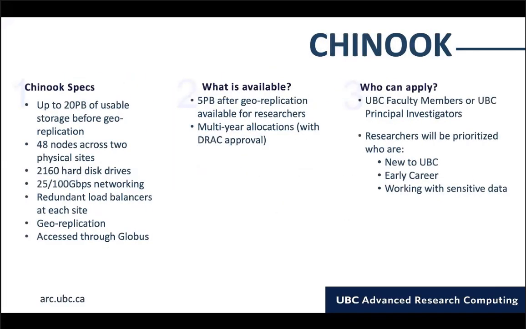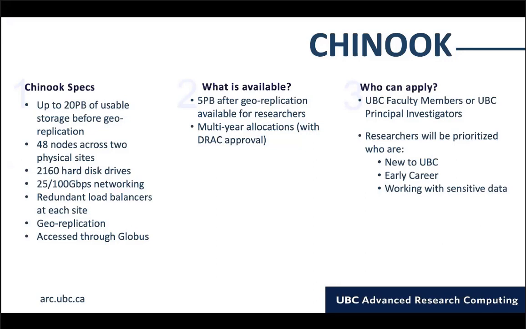And now I am very pleased to introduce you all to the newest member of our ARC fish tank, Chinook. Chinook is an object storage system, which has been designed to specifically increase UBC's storage capacity and to supplement the storage resources available through Compute Canada. As you can see with the specs, up to 20 petabytes of usable storage before geo-replication. We have 48 nodes across 2 physical sites in Vancouver and the Okanagan. 2,100 hard disk drives, more or less. It's accessed through Globus exclusively at the moment.